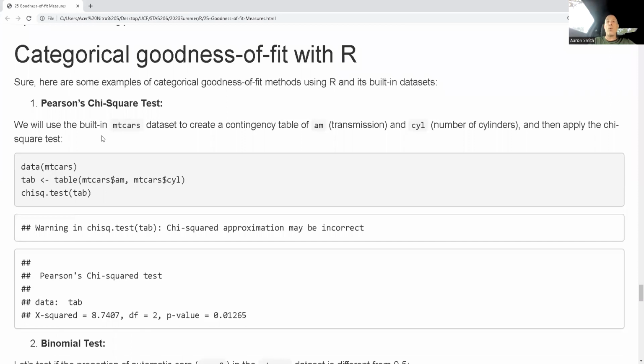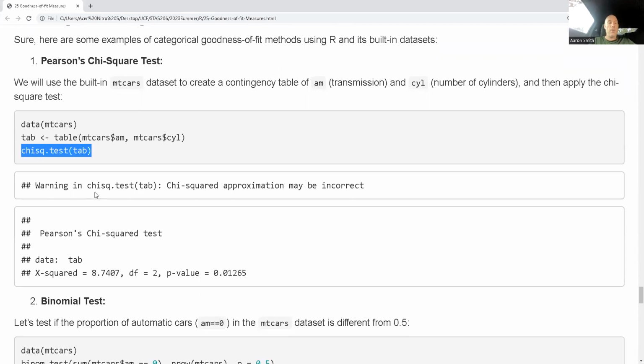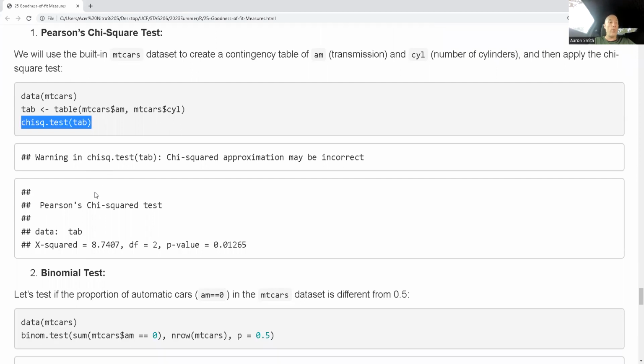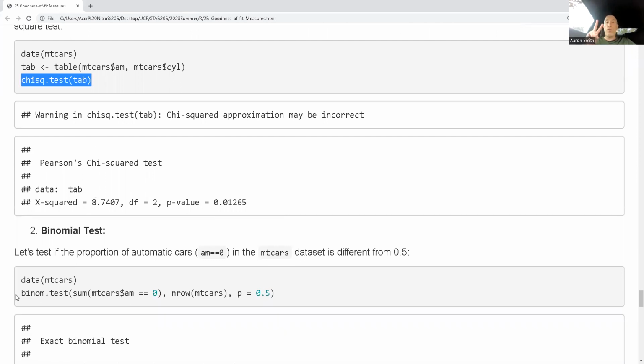All right, so now the categorical goodness of fit with R. I can use Pearson's chi-squared, which is just chisq.test. This one, I have used this function a lot at work. For the binomial test, we have 2 options: binom.test and prop.test. Binom.test will use the actual binomial distribution exactly, while prop.test will use the normal approximation of the binomial distribution. I prefer binom.test because I know it's more precise, but it's really not much of a difference. If you give me either one, I'm going to accept it as correct.